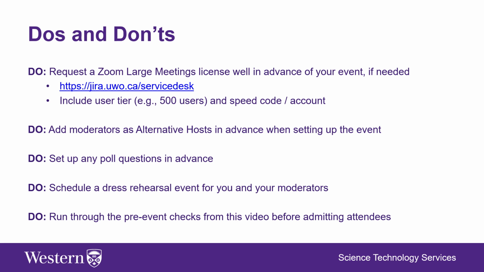First of all, do open a ticket with WTS and request that Zoom Large Meetings be added to your account well in advance of your event if you'll need more than 300 attendees. Don't forget to include the user tier you'll need, such as 500 users, along with a speed code and account number to bill. Do add anyone who will be moderating your event as alternative hosts in advance when setting up your event so that you don't have to worry about promoting them to co-hosts during the event.